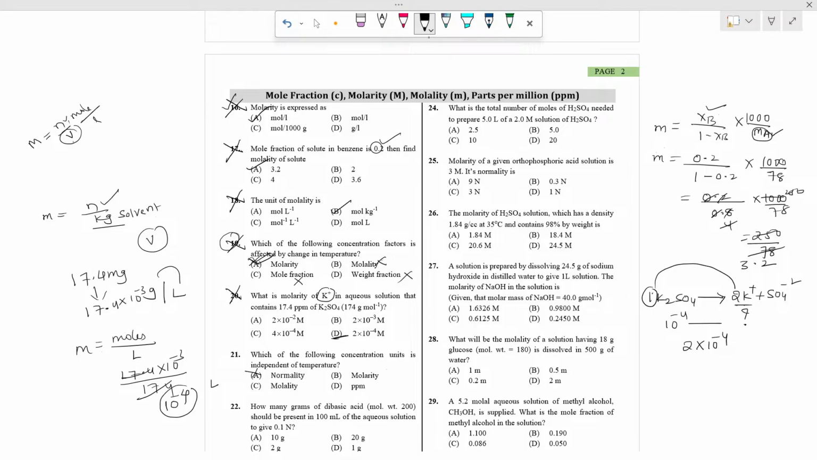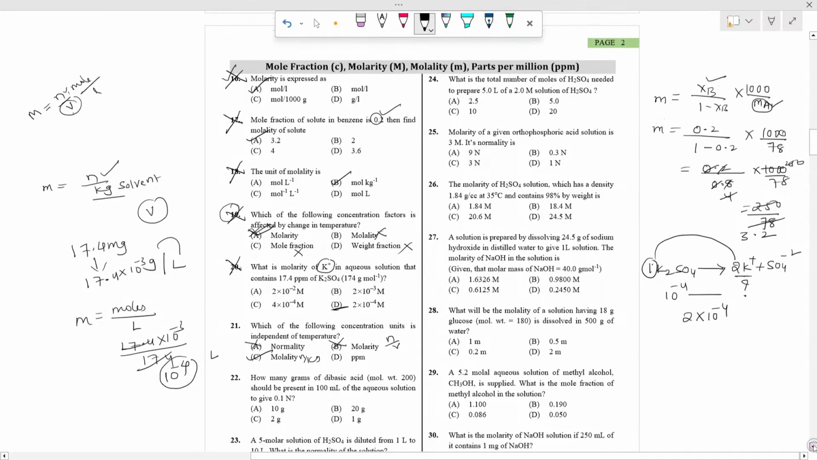Next, molarity. What is the formula of molarity? Number of moles upon volume. So it will depend on temperature. So this is not our answer. Molality: number of moles upon kg. In this, is volume given? No. Volume is not required. So it will not depend on temperature. So what will be your answer now? C will be your answer. They are asking which one is independent of temperature. The option is C. I hope the question is clear to you.